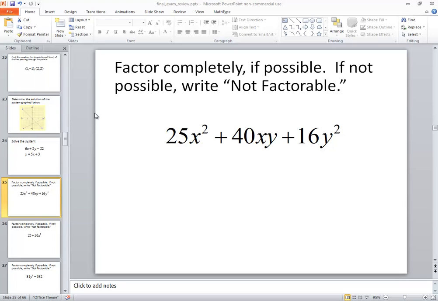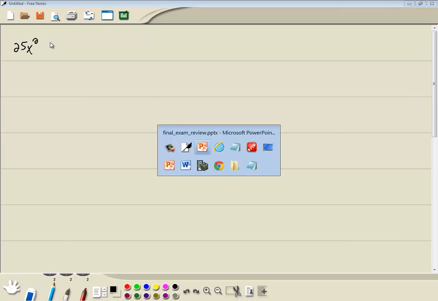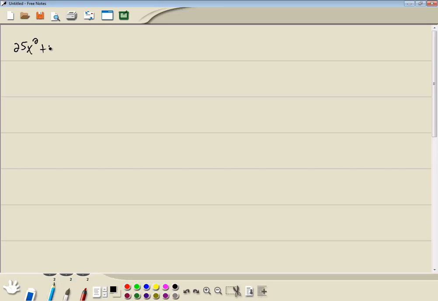Take a look at this problem. We want to factor this completely if possible. If not possible, write not factorable. So we've got 25x squared plus 40xy plus 16y squared.